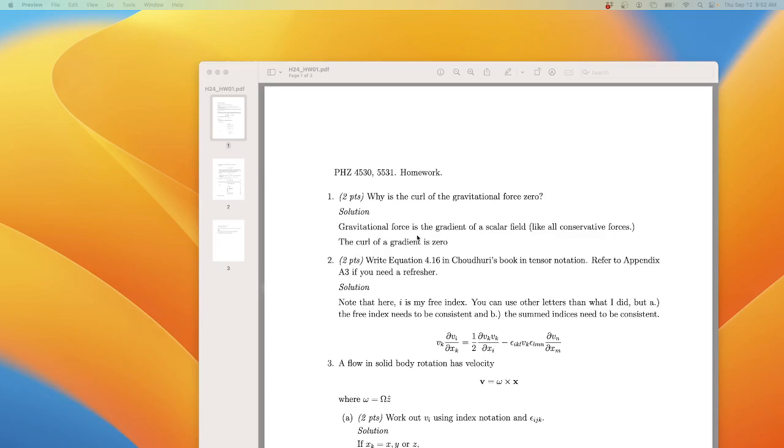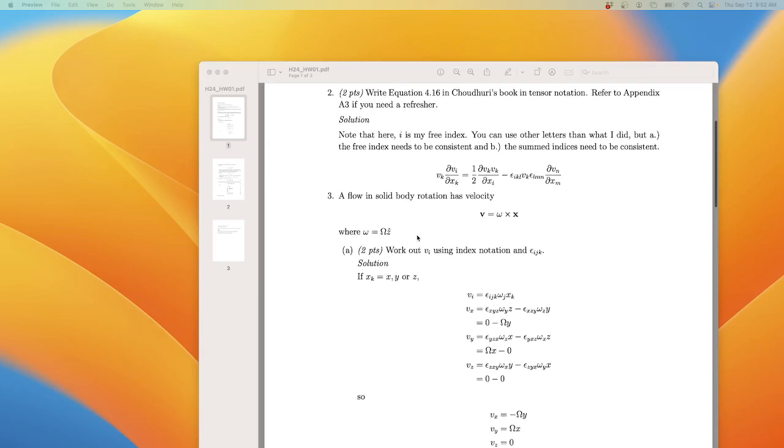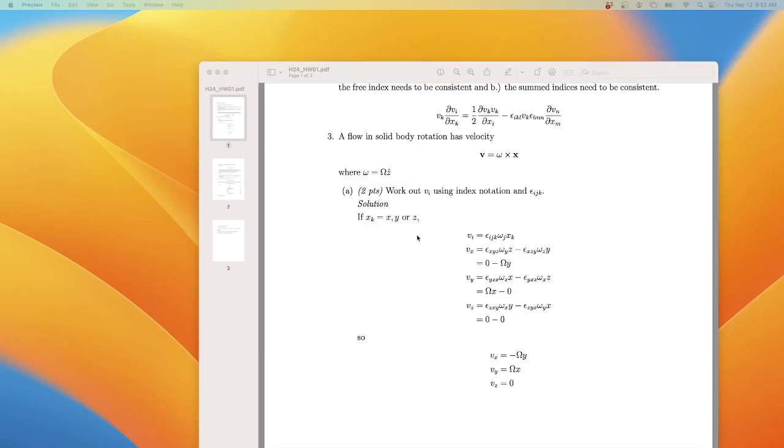Okay. Show that an object in solid body rotation, or a flow in solid body rotation, has V equals omega cross X, and omega actually should be a vector, where omega is big omega z hat. So this is just rotating in this direction, where this is omega z hat, and this is the rotation. All I asked you to do is work out what V is using index notation and the epsilon ijk. So this is just getting you practice with Levi-Civita again.